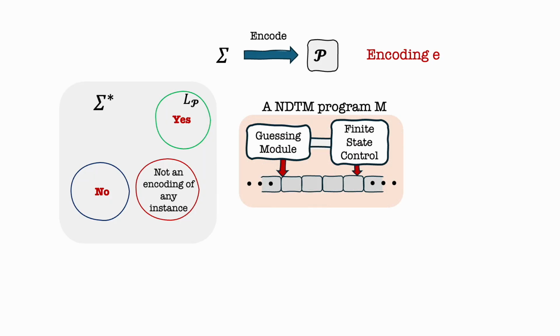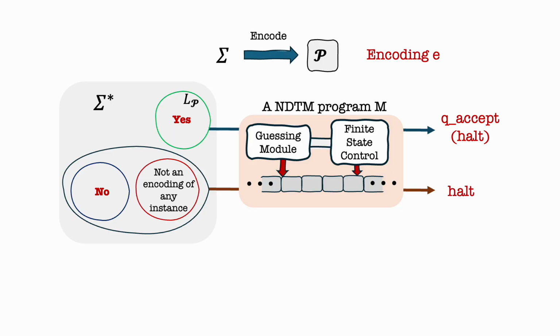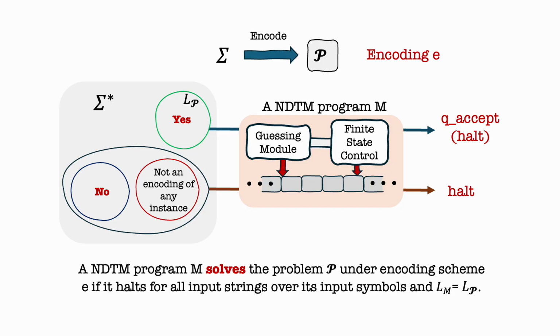Suppose there exists an NDTM program M. This program halts for every string in LP and accepts, and for every string not in LP, it halts. Then we say that the NDTM program M solves the problem P under encoding scheme E if it halts for all input strings over sigma star and the language recognized by M, LM, is exactly equal to the language of the decision problem LP. This decision problem P is a decidable problem because it halts for every input string. In other words, the NDTM correctly classifies every possible input as either a yes instance or a no instance and halts in both cases.